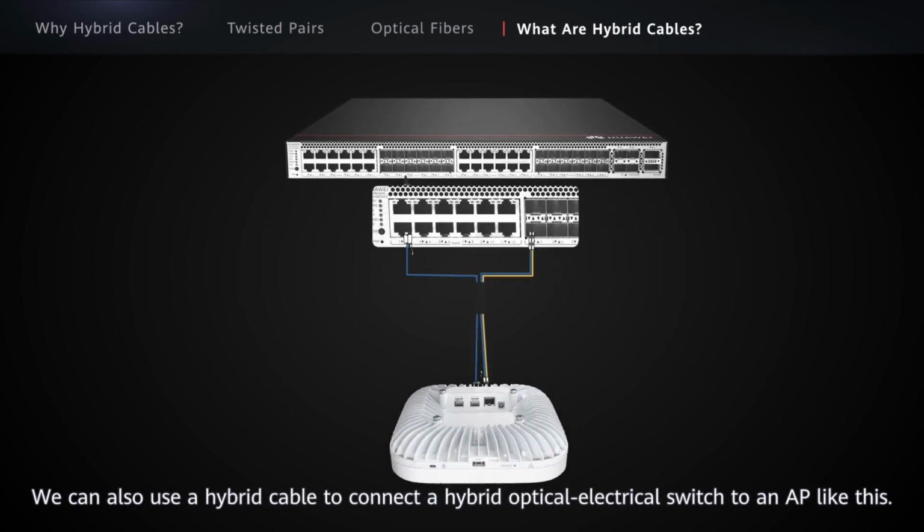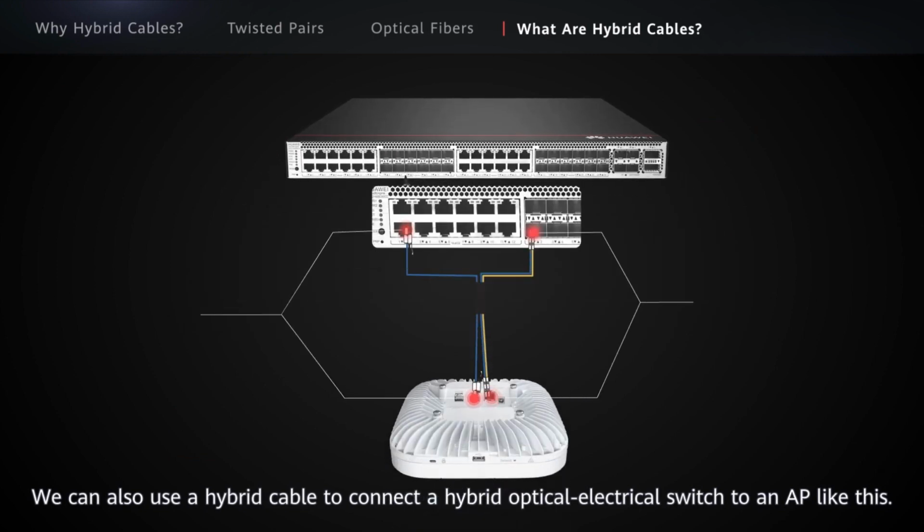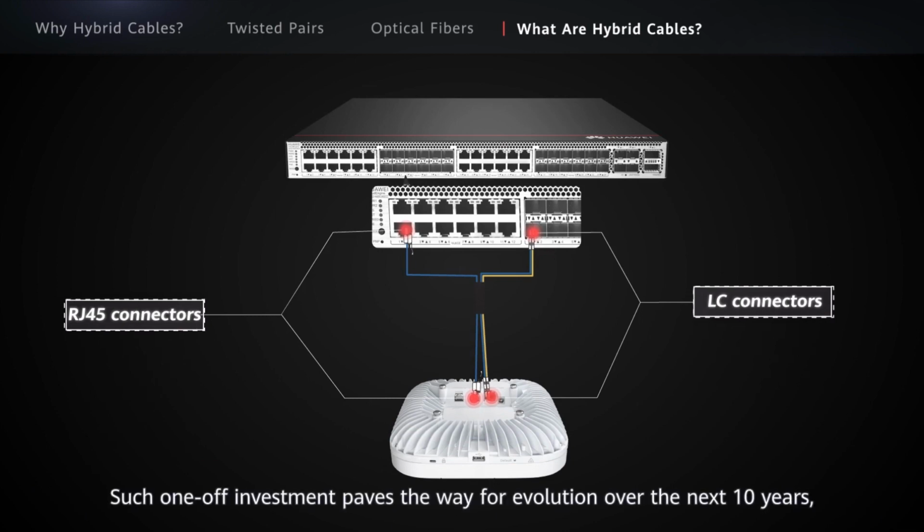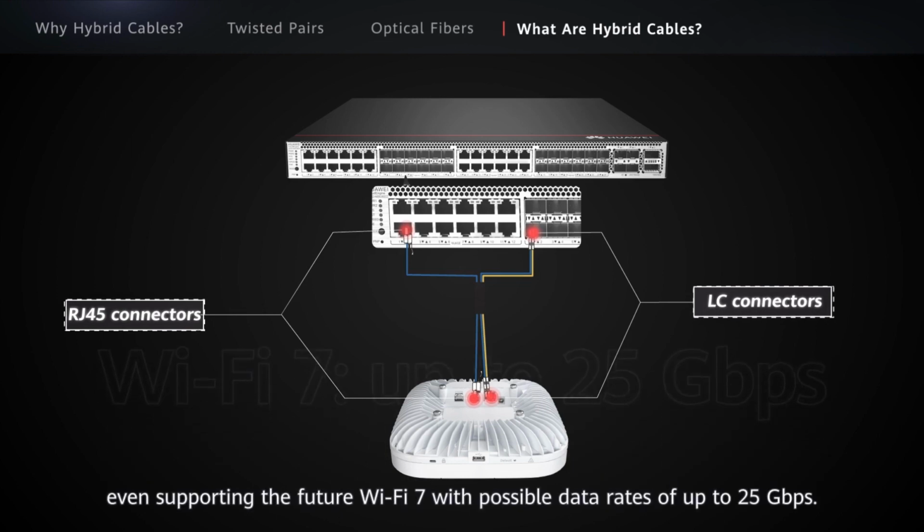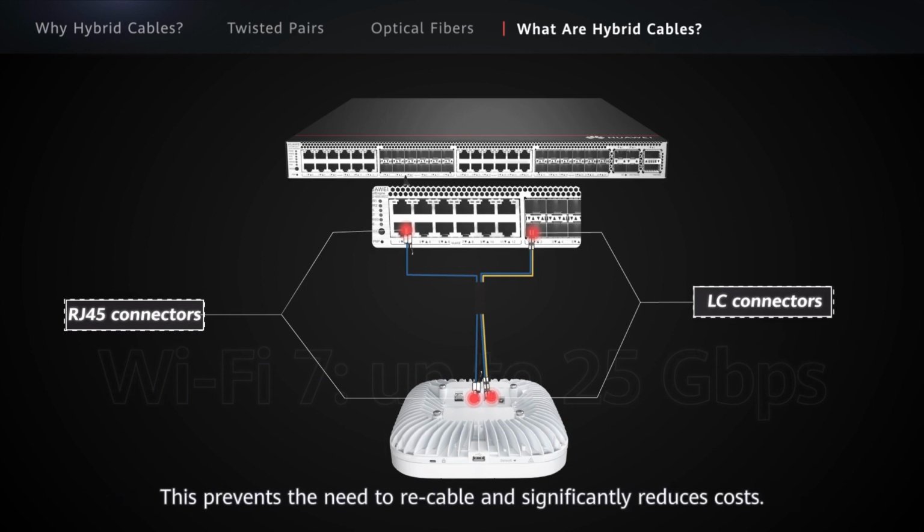We can also use a hybrid cable to connect a hybrid optical-electrical switch to an AP like this. Such one-off investment paves the way for evolution over the next 10 years, even supporting the future Wi-Fi 7 with possible data rates of up to 25 gigabit per second. This prevents the need to recable and significantly reduces costs.